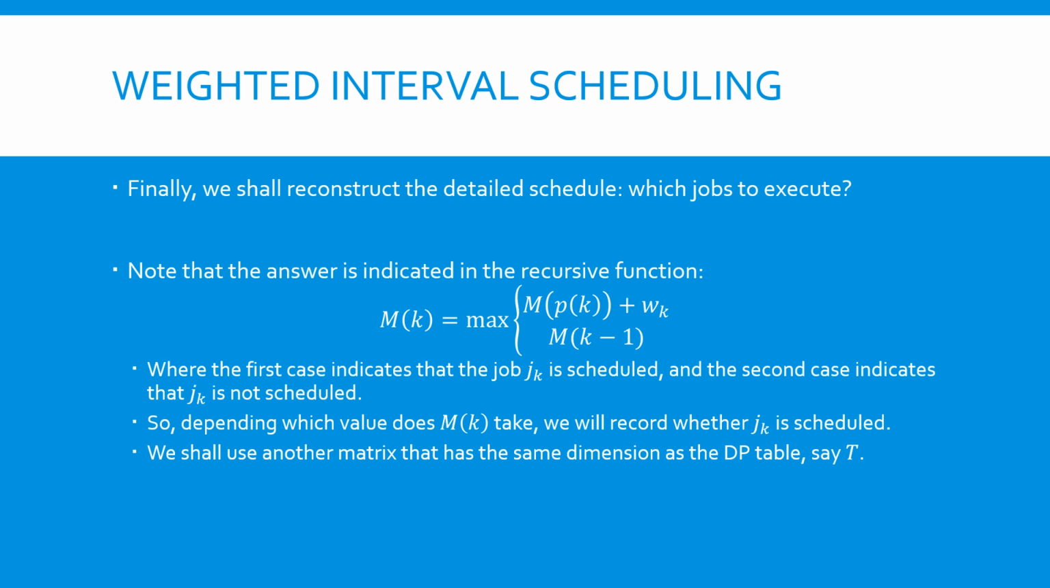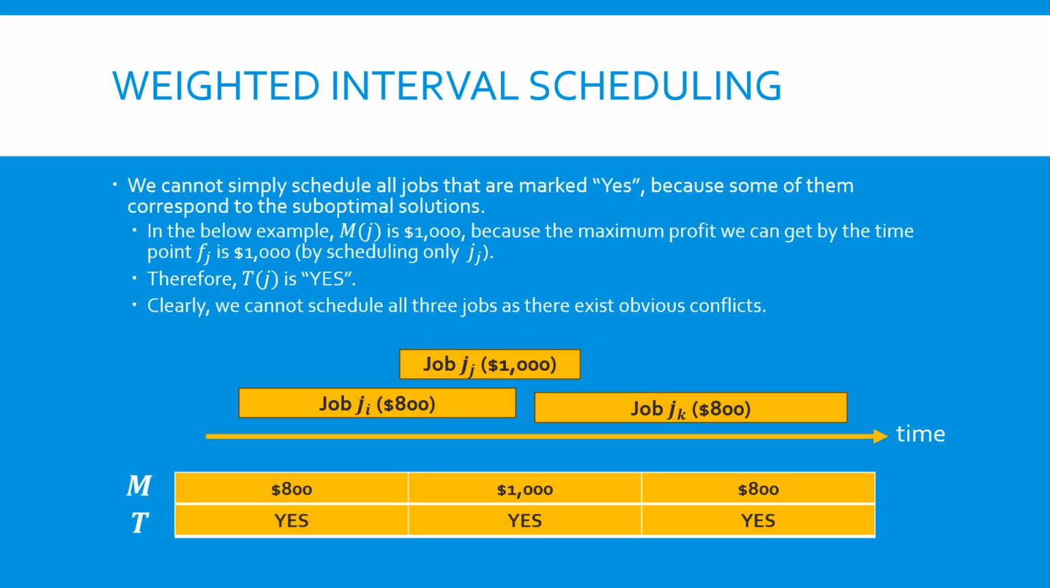To achieve this, we will introduce another array T, which has the same dimension as the DP table. Specifically, if m_k equals m_pk plus w_k, we will record yes in the entry t_k, suggesting that the job j_k is scheduled. Otherwise, we will record no in t_k. Now, we need to post-process the information stored in the table T to find out which jobs to execute.